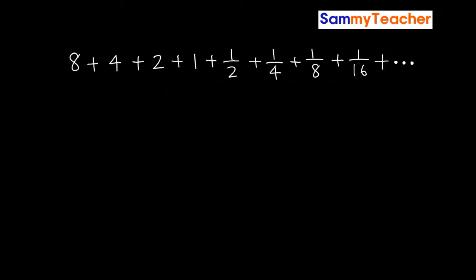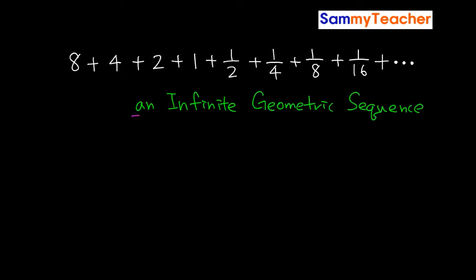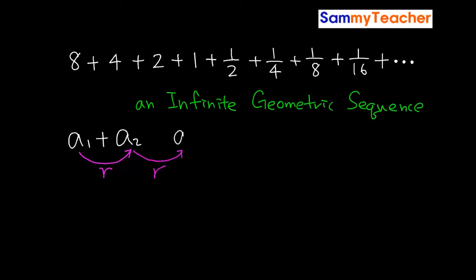There's actually a name for this kind of series of numbers, and the name is an infinite geometric sequence. In any infinite geometric sequence, you start with the first term, and you multiply by a certain number. Let's call the number r. So now you have the second term, and you add it to the first term, and you multiply the last term by r again, and add that term to the whole thing, and the pattern continues infinitely.